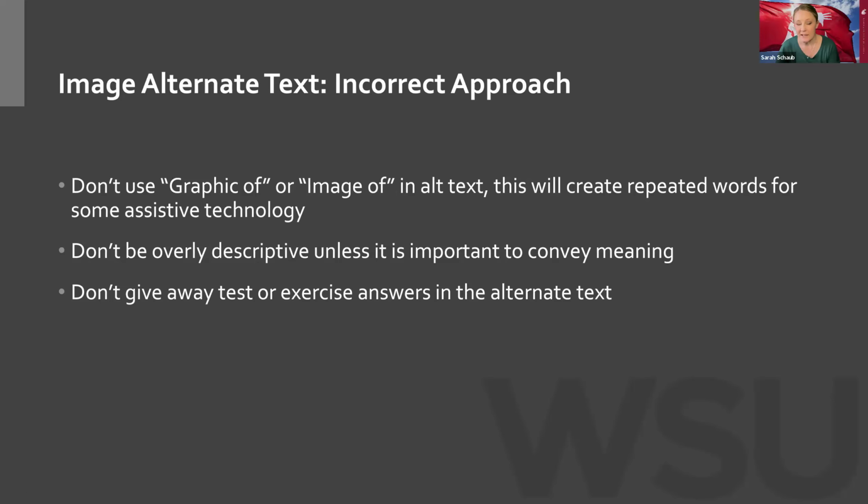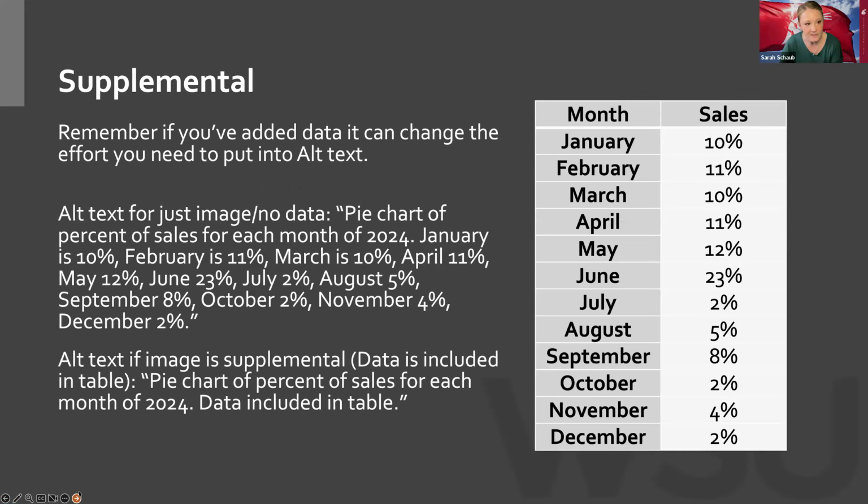Image alternative text, an incorrect approach: using text like "graphic of" or "image of" in the alt text. This is already implied to somebody using a screen reader, as it is read out to them. It will create repeated words for someone using assistive technology. Don't be overly descriptive unless it's important to convey the meaning. And don't give away test or exercise answers in the alternative text. It's a given. So, supplemental, again, remember if you've added data, it can change the effort you need to put into alternative text.